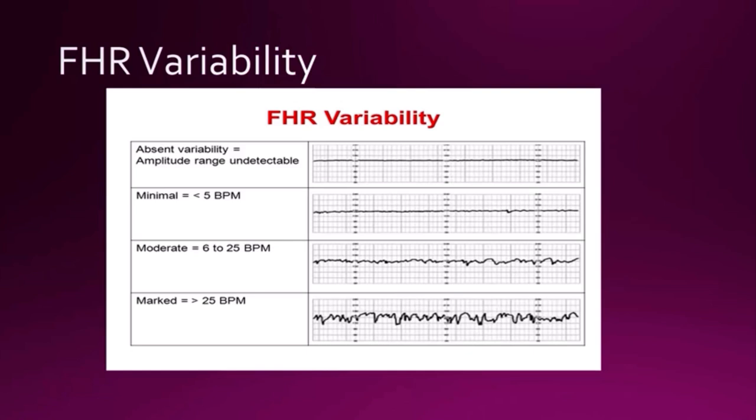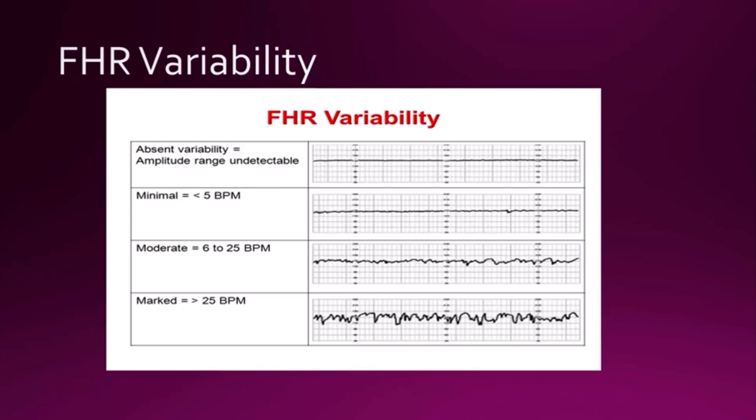So absent variability, not good. It means our baby is not real happy. If a baby is continually having absent variability, that could be an indication for a prompt delivery by C-section. We don't like to see absent variability.